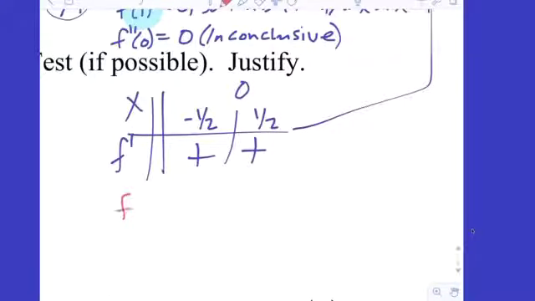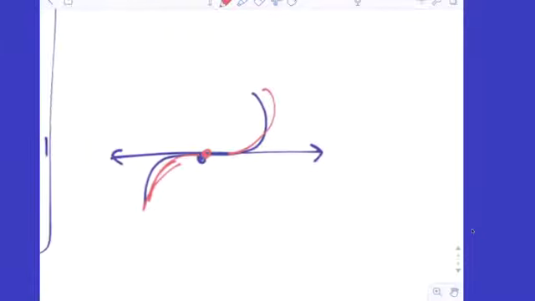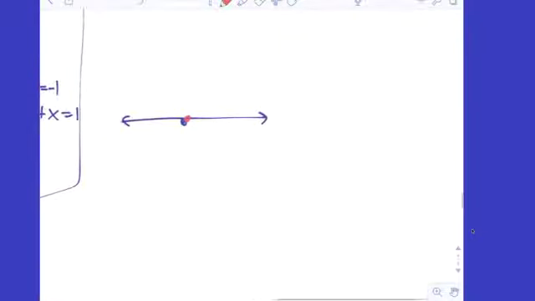So now you would say f has neither a local max nor local min, not in France, but at x equals 0. So that graph did end up looking something like that, like the x cubed graph, or it could easily, it was increasing on both sides, yeah, so it had to look like that. That's an inflection value and a critical value.